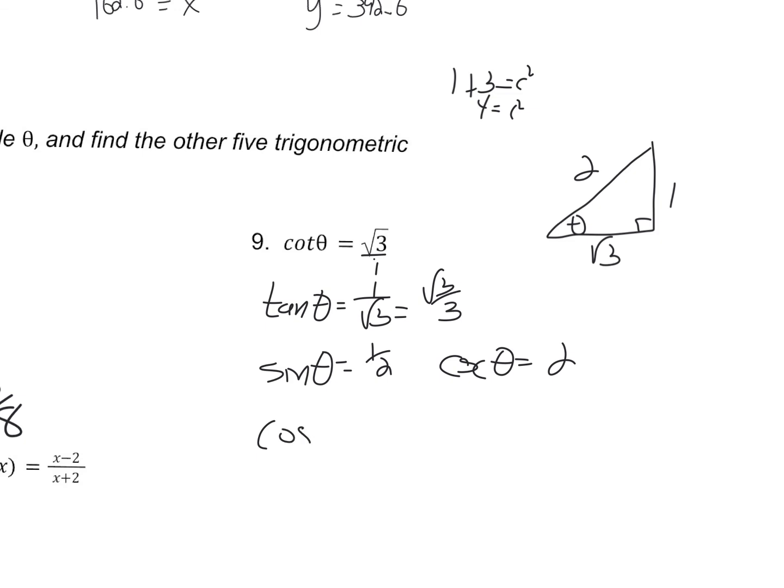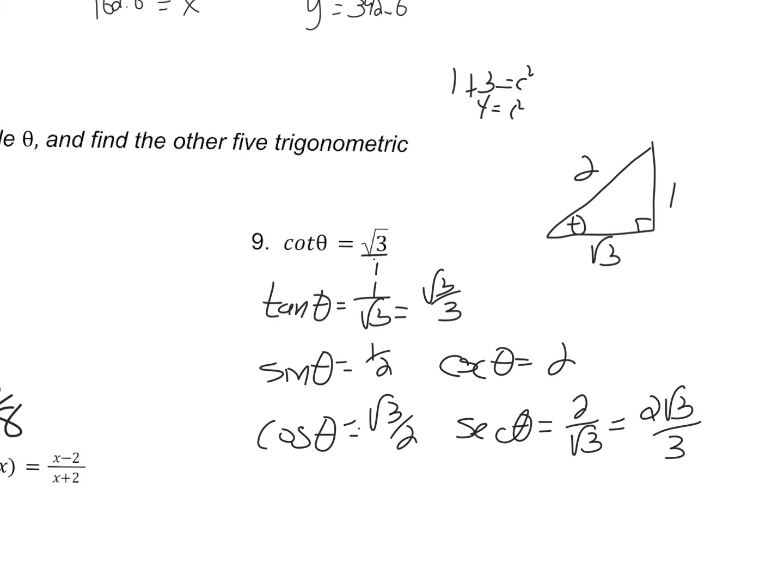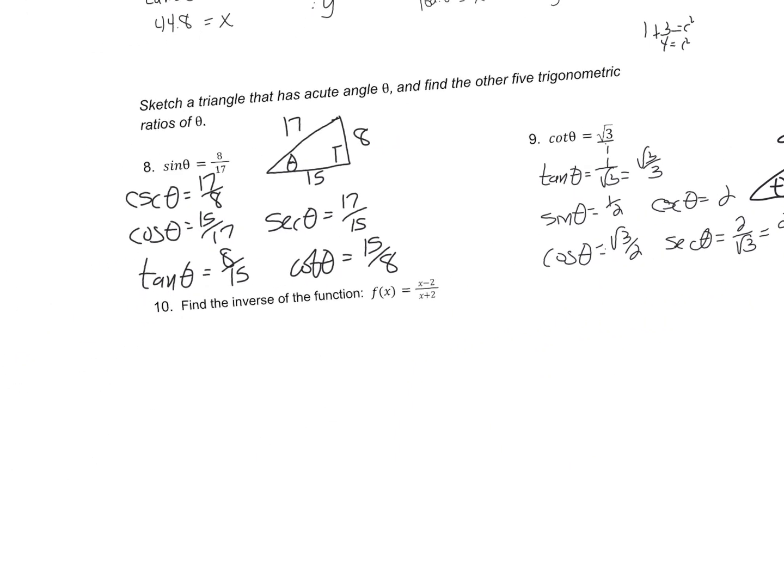And my cosine theta, adjacent over hypotenuse, which means my secant is going to be the reciprocal of that, which would be 2 over square root of 3. Again, one more time, take the radical to the top, take it out on the bottom, and there you go. Then we get to the review stuff.